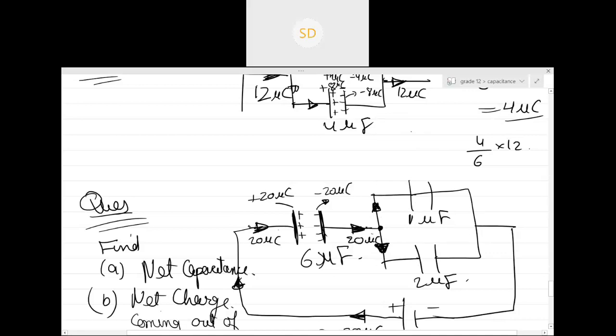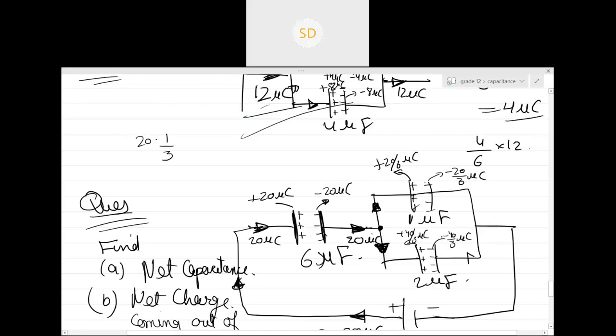Tell me what will be the charge on individual capacitor. It will be plus 20 by 3 and minus 20 by 3. Yes, so this will be plus 20 by 3 microcoulomb. Can you see the same trick, guys? Always remember that trick will come in handy. And this will be plus 40 by 3 microcoulomb, and this will be minus 40 by 3 microcoulomb.